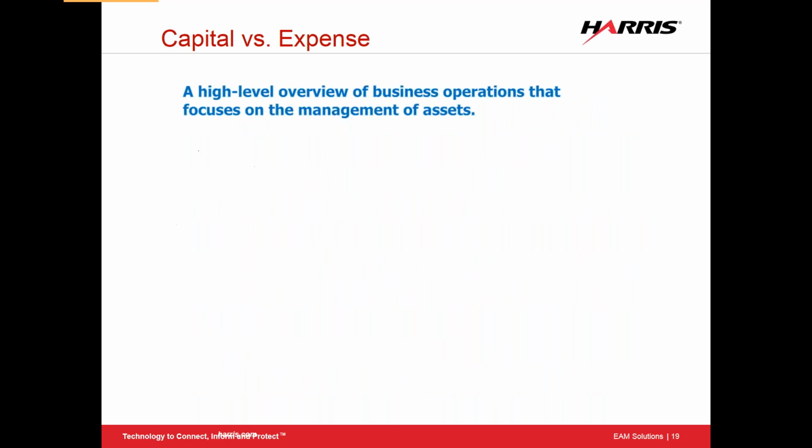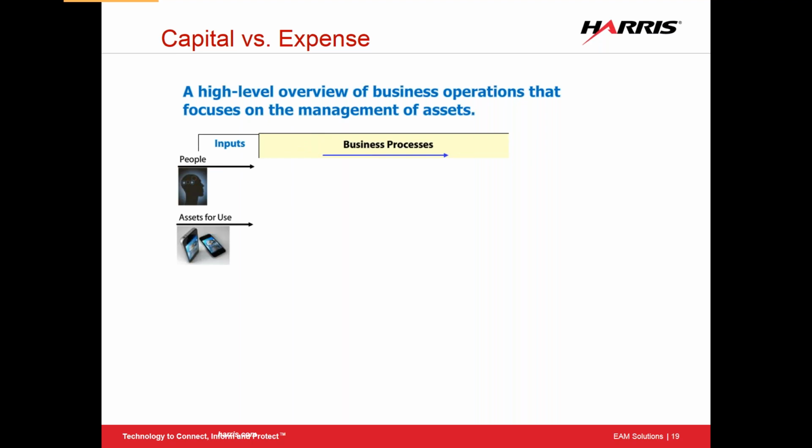So very quickly here, capital versus expense. Let's look at a high level. I mentioned earlier about what goes in and what comes out of an enterprise. Okay, business processes consist of only a couple of things. On the input side, you have people, you have assets for use, and you have assets for sale.